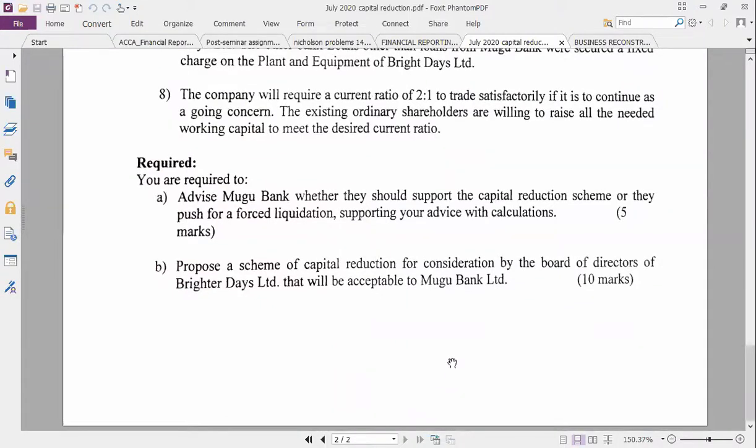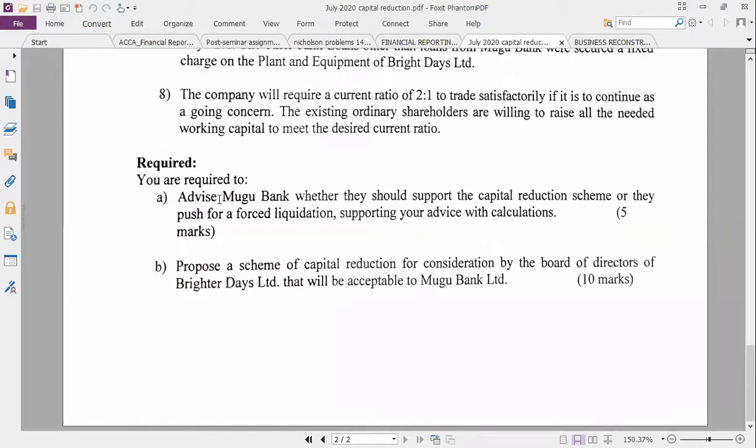There's a C part. I did not add the C part in the original question. The C part is on the other page, and that page did not appear. So I'm reading the C part here. You can jot it down. Prepare a statement of financial position for Brighter Days Limited, assuming your proposed capital reduction scheme is accepted and implemented, 5 marks, making 20. So there are 3 questions in there.